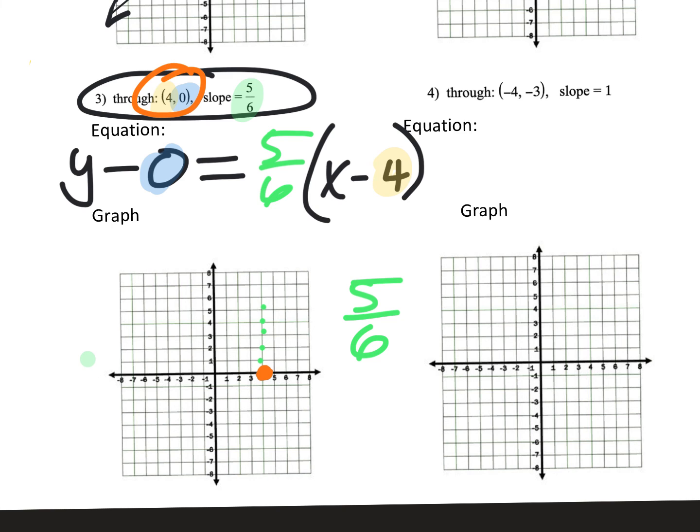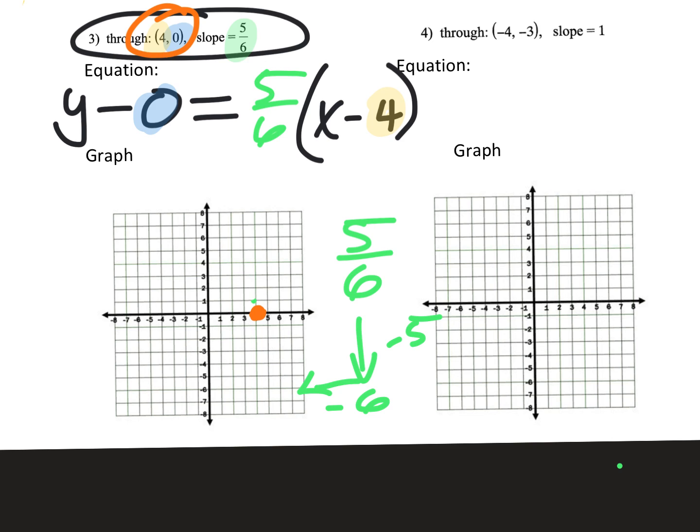What happens with a positive and a negative? That makes it a negative. So you're right, you don't have room to go to the right, which means that instead of going up, you're going to have to go down and then to the left, because 2 negatives will make a positive. So if you go down 5 and then to the left 6, those 2 negatives will still make your line go positive. So 1, 2, 3, 4, 5. 1, 2, 3, 4, 5, 6. So your next coordinate should be right there.